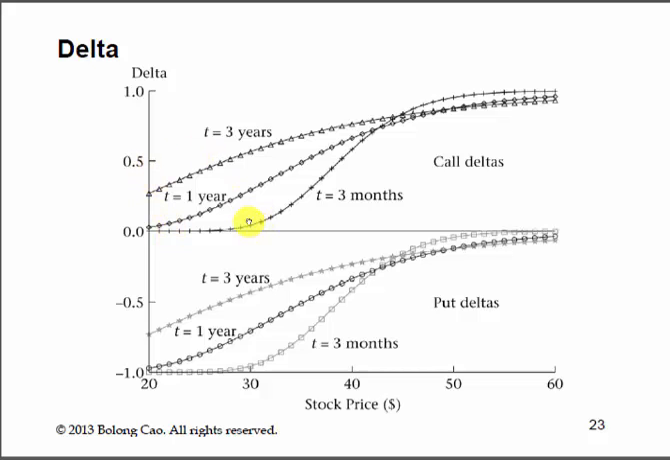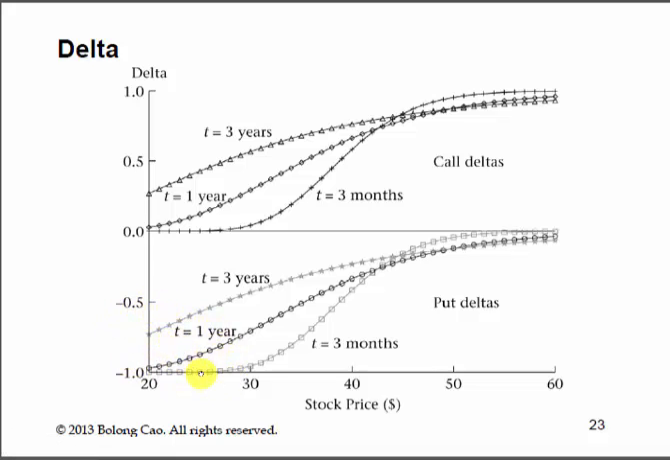The story is exactly the same for put, except for the different direction in the stock price. When the stock price is very high, the puts are out of the money, so the delta is very close to 0. And then when the stock price is very low, the puts are very deep in the money, then we have delta getting closer to -1.